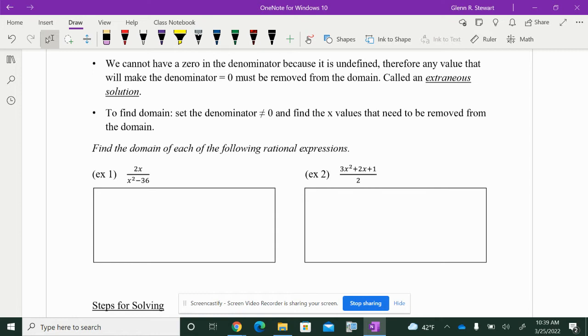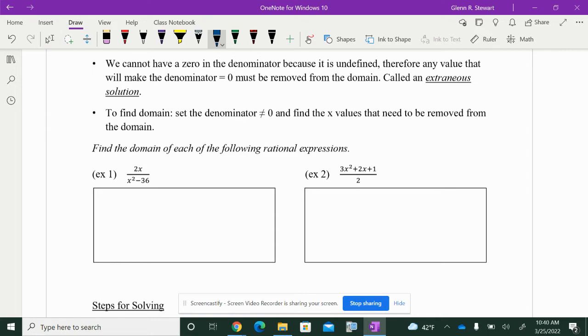To find a domain, we set the denominator not equal to 0. You might remember this from the previous chapter. And find the x values that need to be removed from the domain. So here's example 1. Find the domain of each of the following rational expressions.